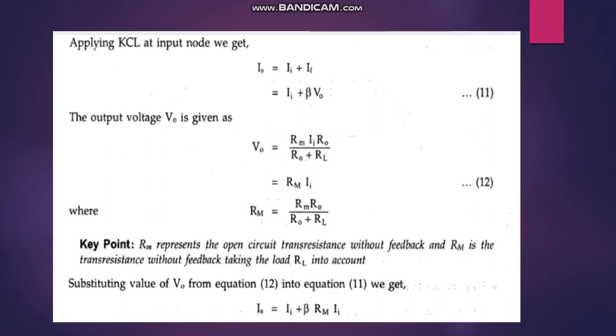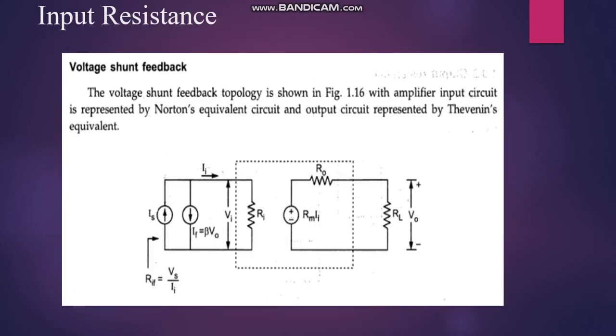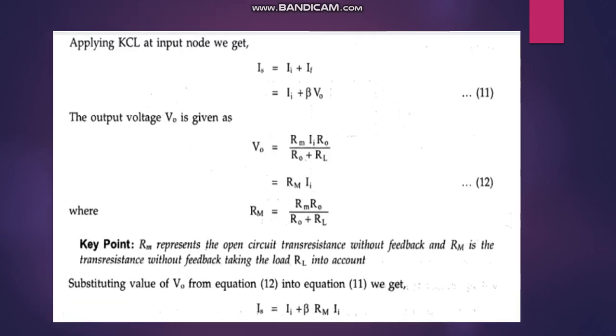Next, for the output, which is a voltage, we have to write V0 using the voltage divider rule. V0 is Rm into IA into RL divided by R0 plus RL. That is, Rm into IA into the same resistance RL divided by R0 plus RL, by applying the voltage divider rule.